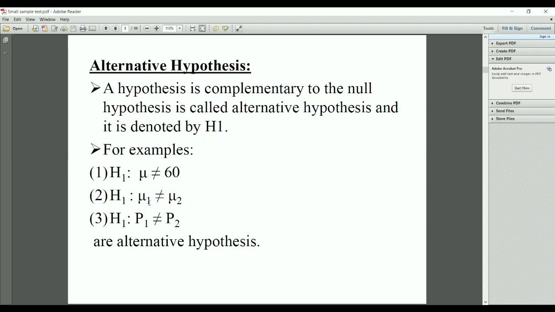Now, the alternative hypothesis. The hypothesis complementary to the null hypothesis is called the alternative hypothesis, and it is denoted by H1. For example, we have seen H naught: mu is equal to 60; the alternative is mu is not equal to 60. Mu1 is not equal to mu2. The proportion of drinkers P1 is not equal to P2. This is the alternative hypothesis.